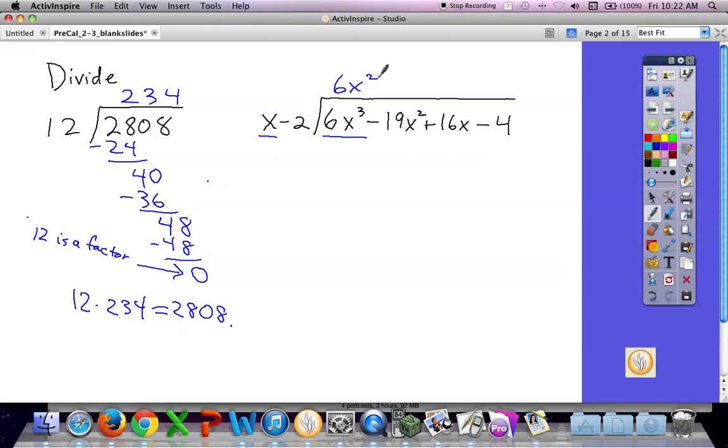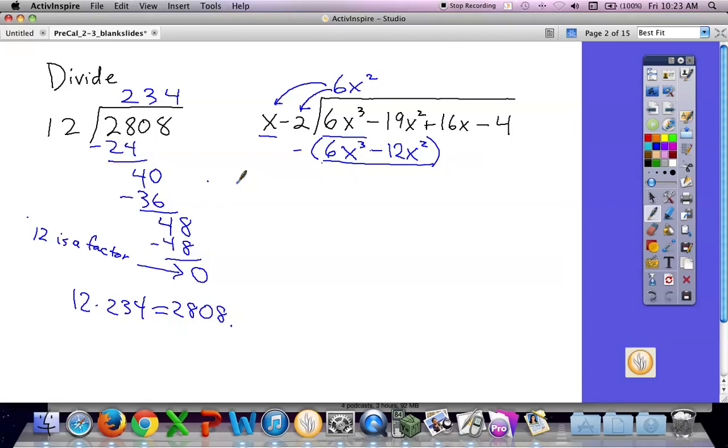Now, once I identified the 2 over here, what did I do with it? I multiplied, right? So I do the same thing. When I multiply, I need to multiply both the x and the minus 2, right? So this will be 6x to the third, and 6x squared times negative 2 is minus 12x squared. Okay, what did we do at that step here? You subtracted, right? So we're going to do the same thing. Let's draw our bar, and I'm going to put this in parentheses and say subtract.